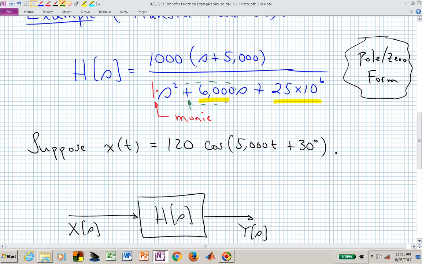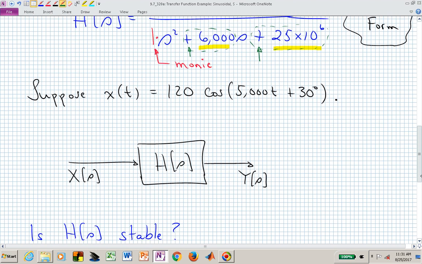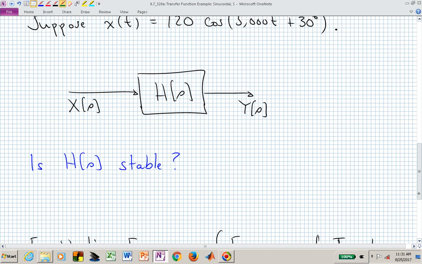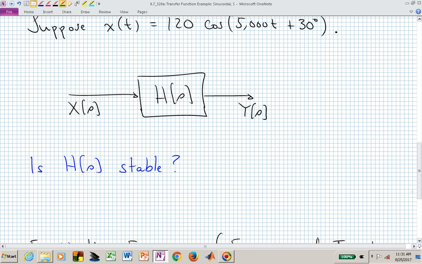So the linear coefficient is present and positive. The constant coefficient is present. It's 25 times 10 to the 6th, and it also is positive. So H of s, its denominator, has all of its roots in the left half plane. So H of s is stable.